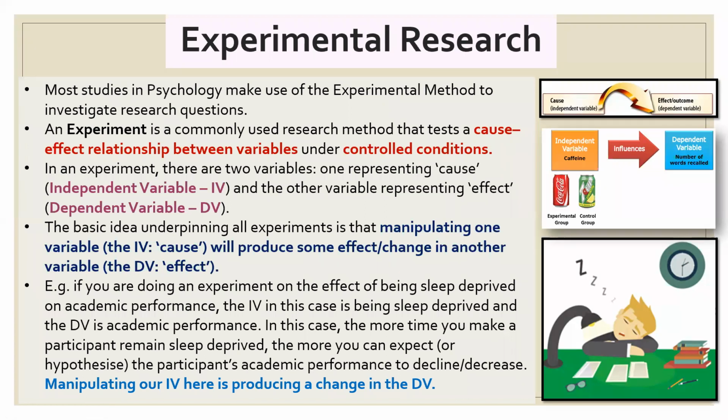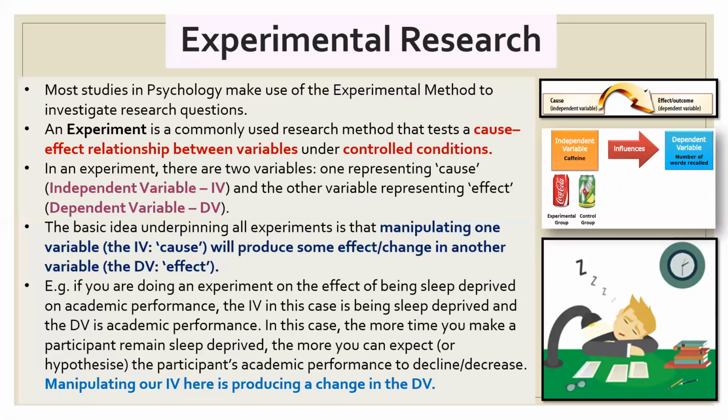So if we're going to do an experiment on sleep deprivation, so being sleep deprived and the effect of that on academic performance, we could say that the IV would be being sleep deprived and the DV would be academic performance. So the IV is being sleep deprived. And if I ask the participants to say, okay, I want you to be sleep deprived for 1 hour. And on the third day of the experiment, I'm like, okay, today I want you to be sleep deprived for 4 hours. Then I want you to be sleep deprived for 6 hours. Okay, I can manipulate the IV. In other words, I can manipulate or modify the amount of sleep deprivation that my participants are going to go through.